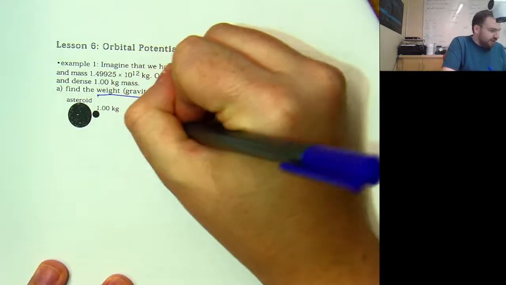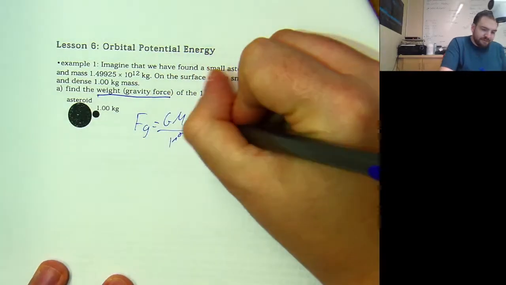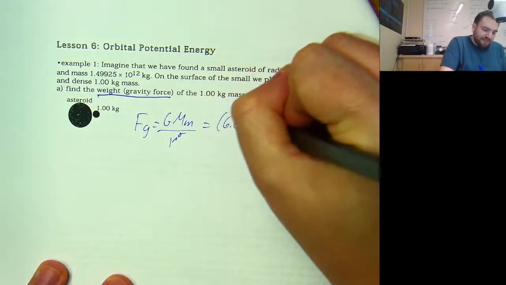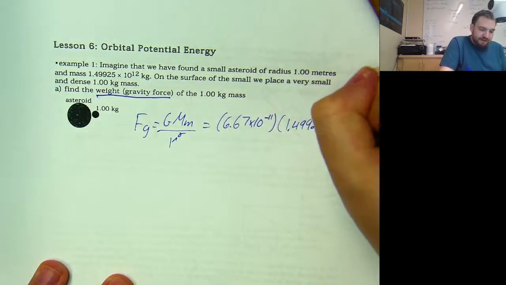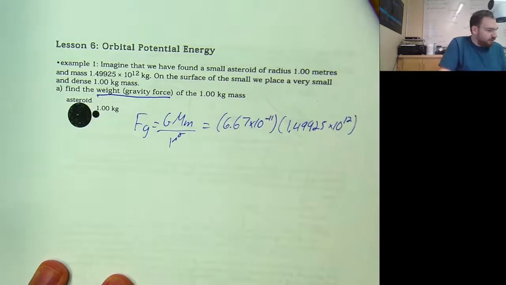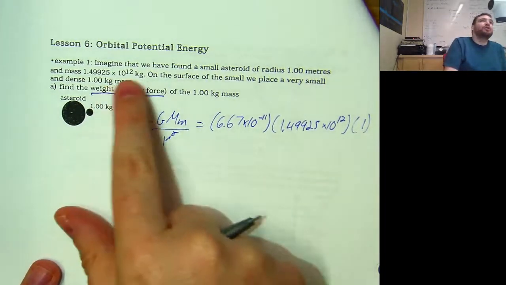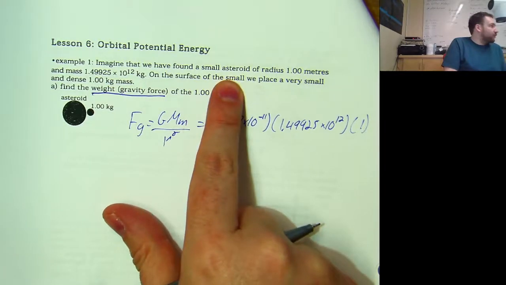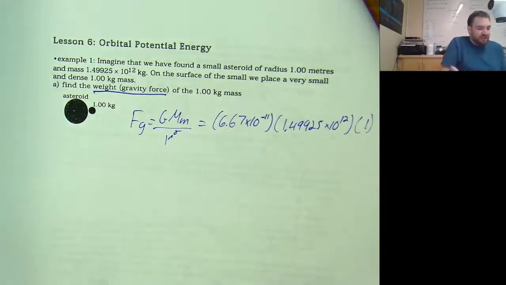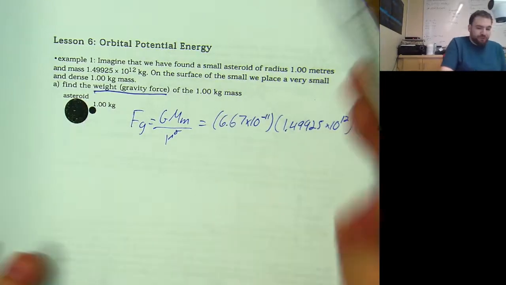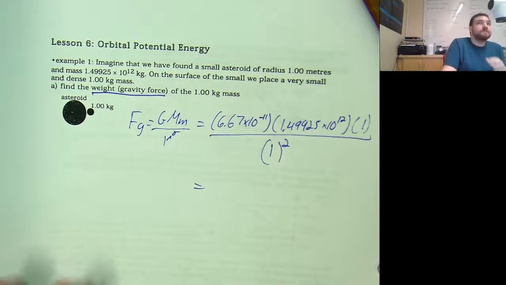So I've got Fg equals big G, big M, little m over r squared. It's going to be 6.67 times 10 to the negative 11, times 1.49925 times 10 to the 12, times 1. And because this mass is so small, we're ignoring its radius. So we're going to assume that the distance between their centers is basically just the radius of that asteroid, which we're going to call 1. I want to square that.